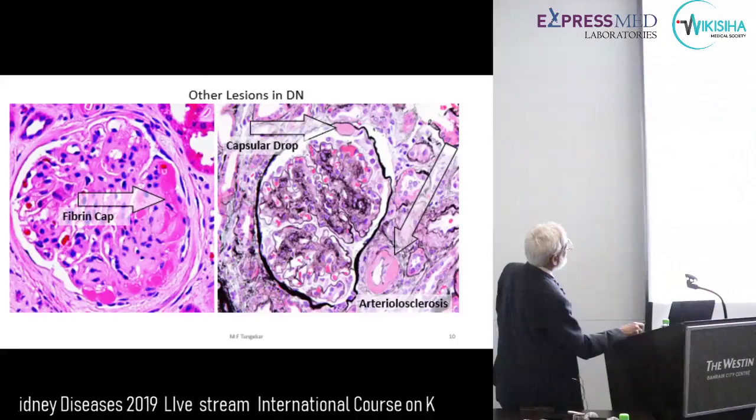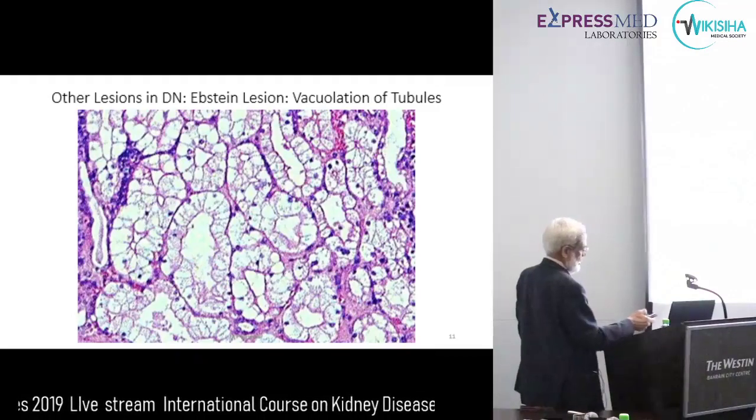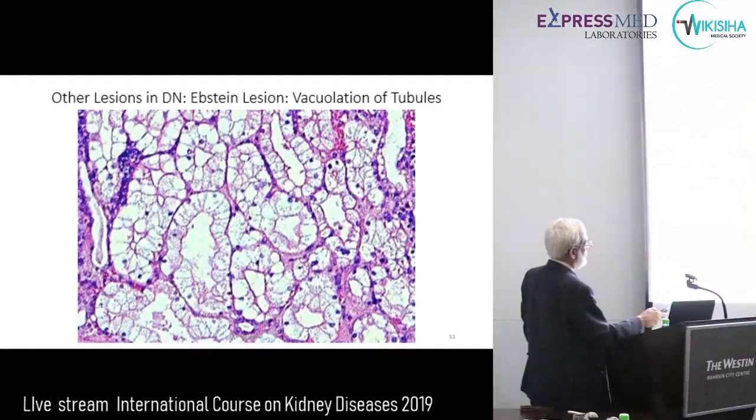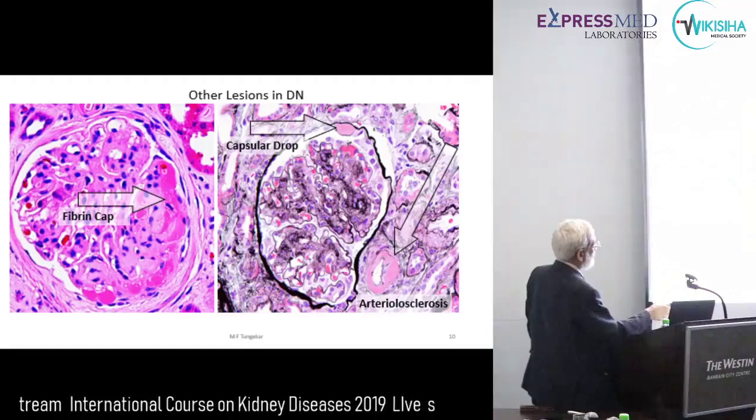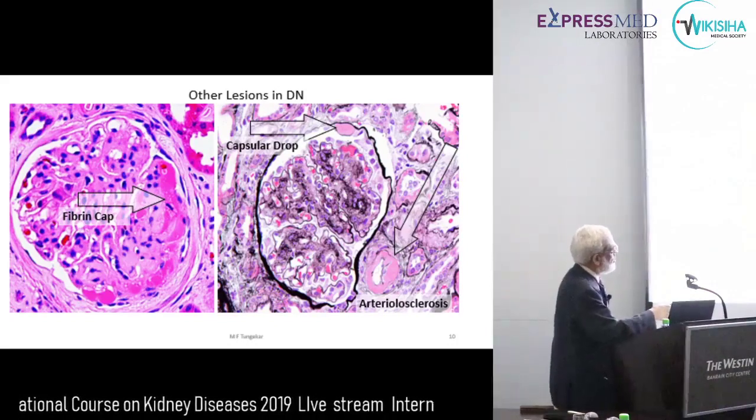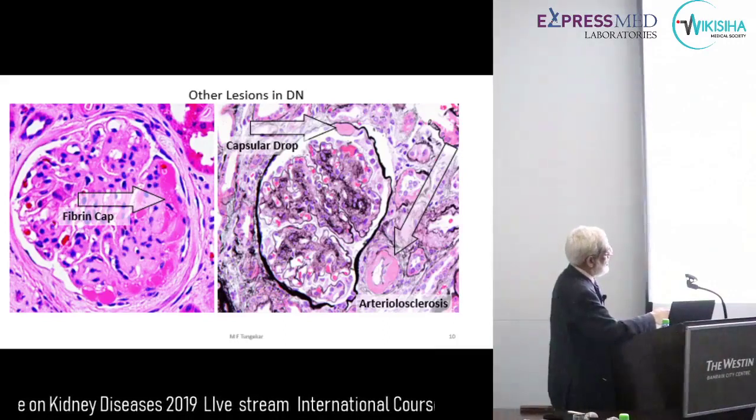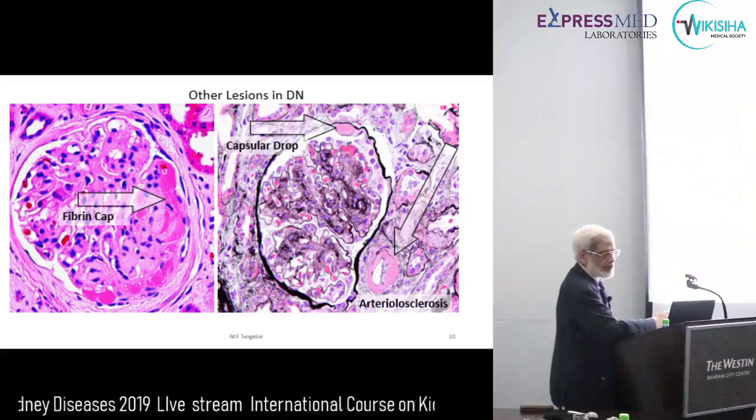And that's the lesion known as Armanni-Ebstein lesion, extreme tubular vacuolization, supposedly because of long periods of severe, uncontrolled hyperglycemia. It's very uncommonly seen nowadays.